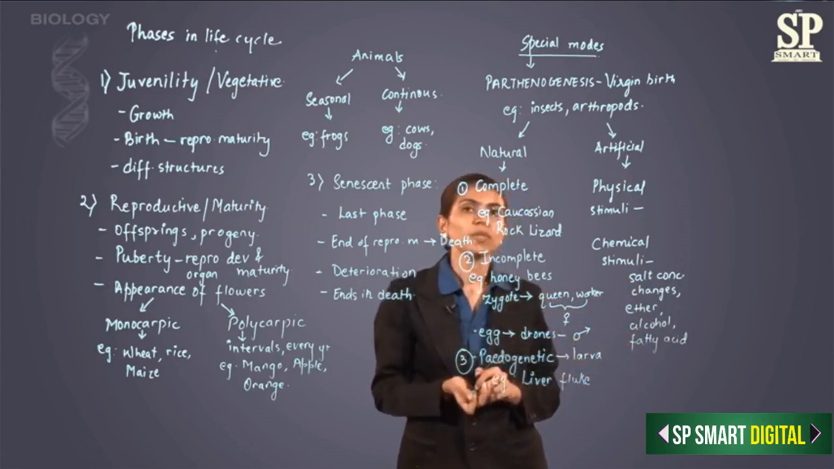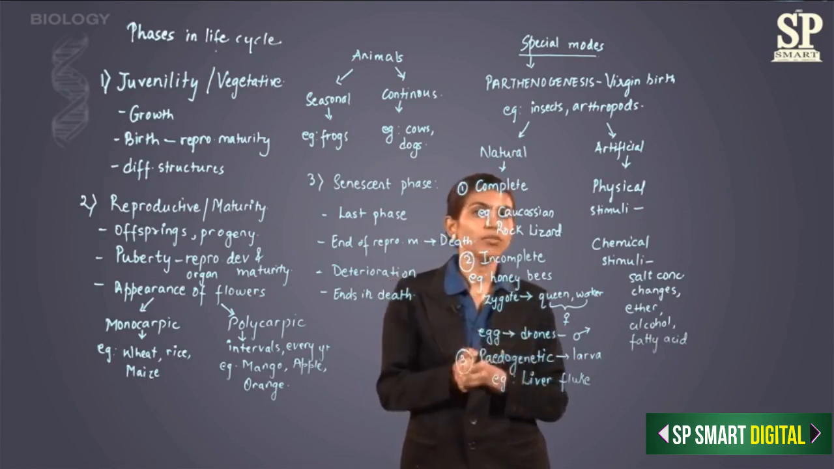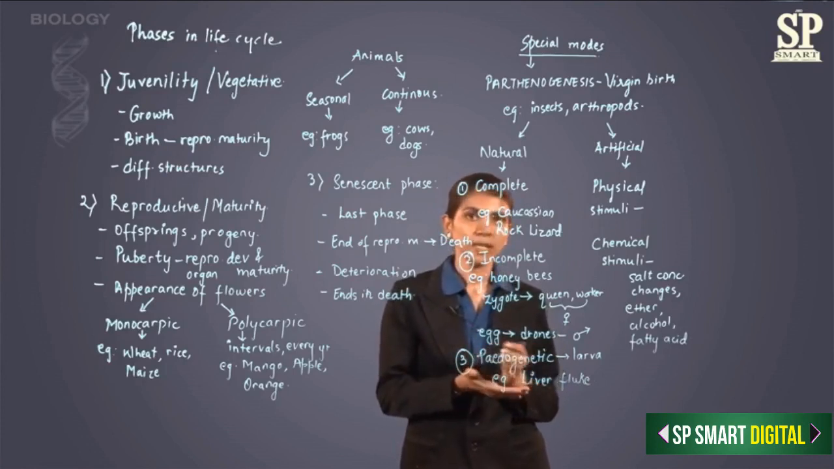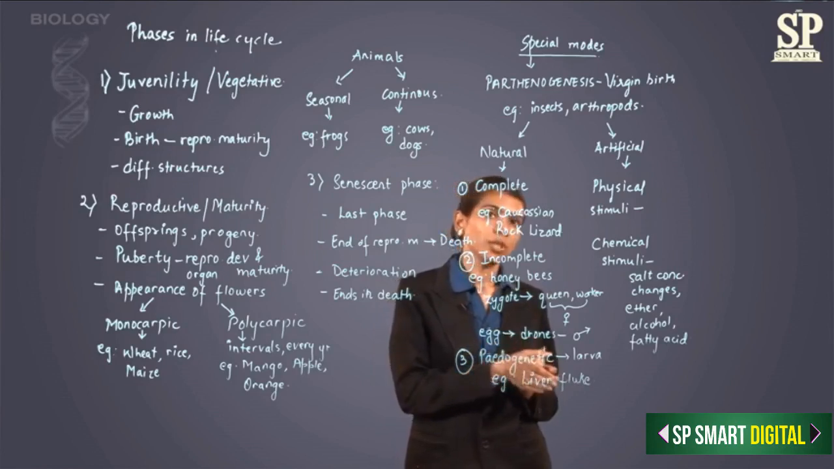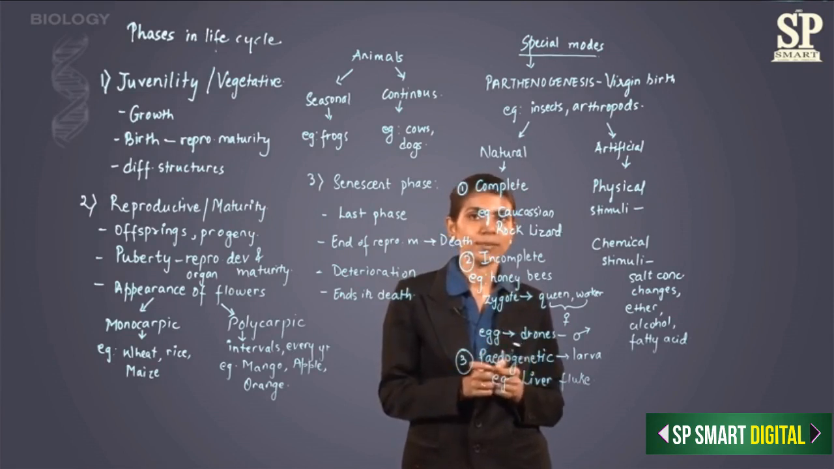So in this topic we saw parthenogenesis is development of a new individual from an unfertilized ovum. The egg directly develops into a new individual. It is of two types, natural and artificial. The natural can further be divided into three types: complete, incomplete, and pedogenetic. Artificial would include the physical stimuli and the chemical stimuli. So that was all about parthenogenesis.